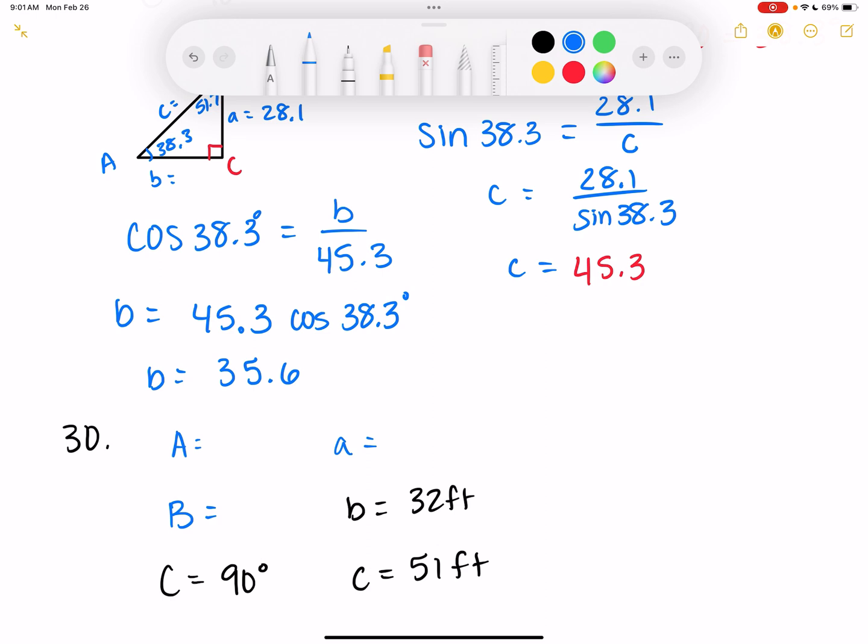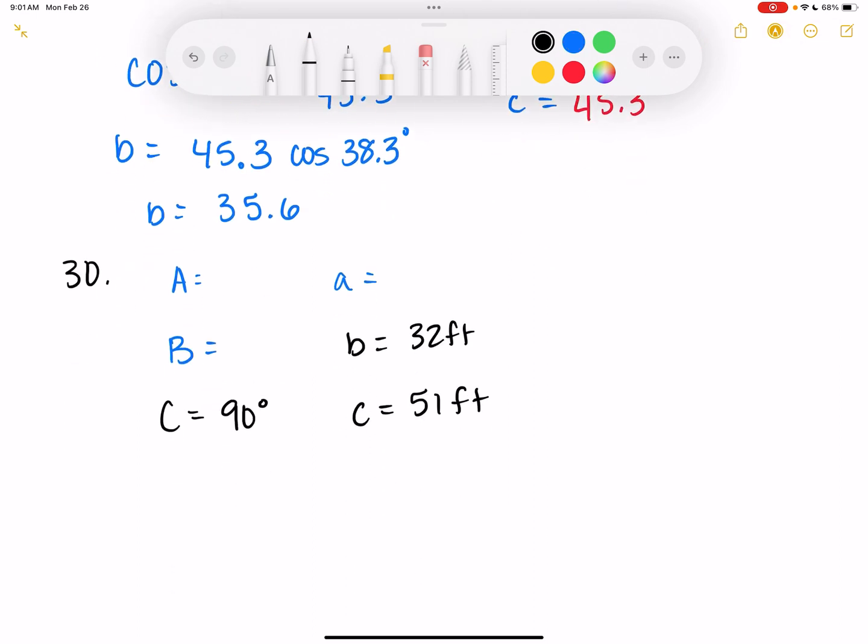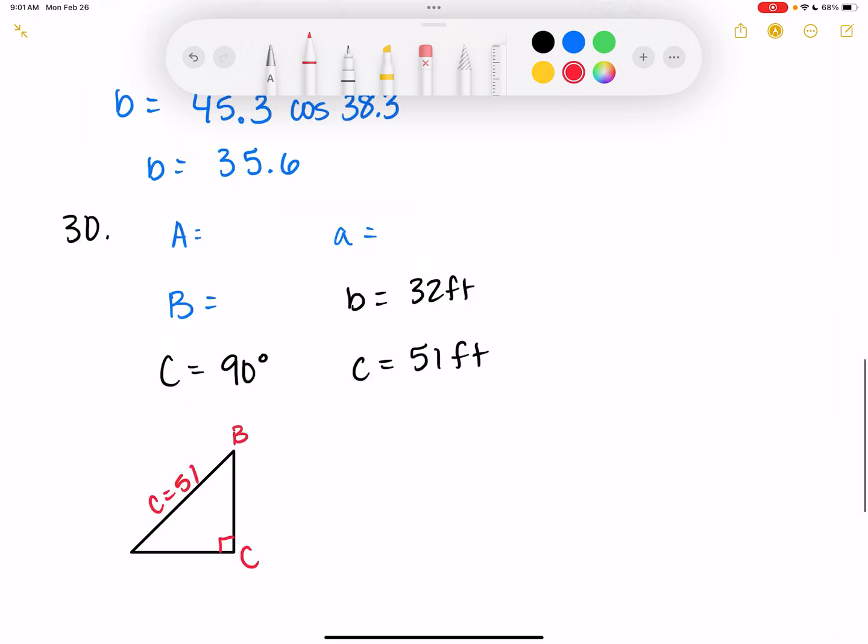Now, eventually, we're going to learn different ways to solve these, but for now, we're going to do it this way. So, I need to set up my triangle first. Angle C is my right angle. Side C is 51. Angle B, side B is 32. Angle A, side A, I don't know.